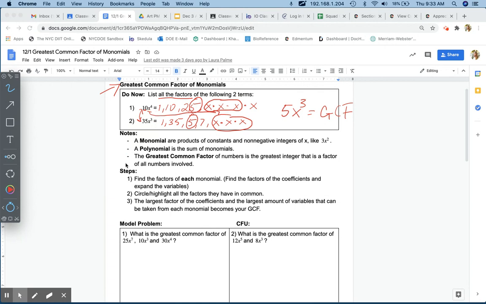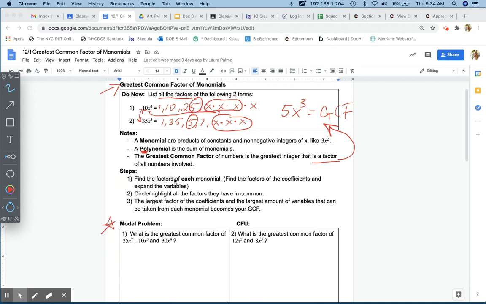A monomial is a product of a constant and non-negative integer powers of x, like 3x squared. A polynomial is a sum of monomials, so poly means many. The greatest common factor of numbers is the greatest integer that is a factor of all the numbers involved. So for example, it would be this for these two terms. So we're going to try it for our model problem now.